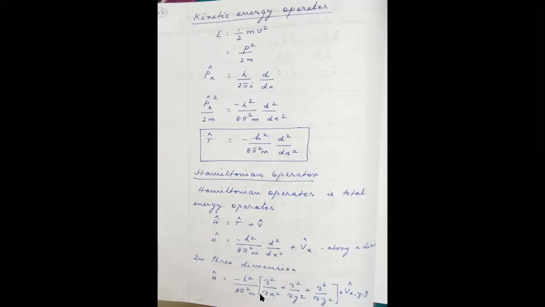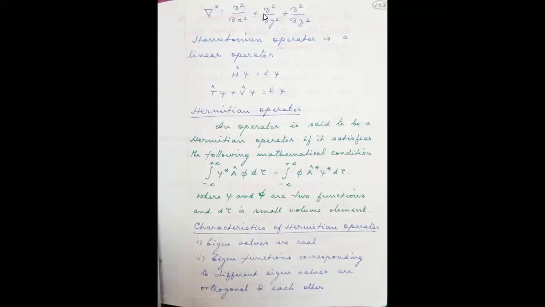Suppose you want to write in all directions: instead of d square by dx square, write dou square by dou x square plus dou square by dou y square plus dou square by dou z square, and V operator is also taken in all three directions. This sum can be written as del square. So the Hamiltonian operator is a linear operator. H operator psi will give you total energy into psi. This is an eigenvalue equation.